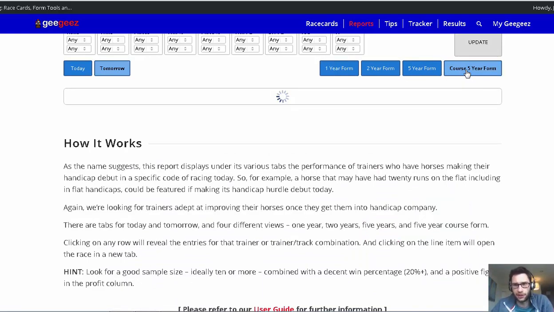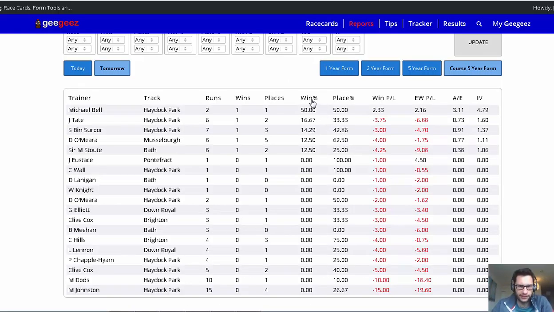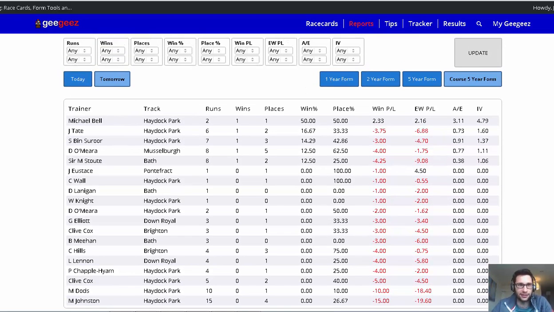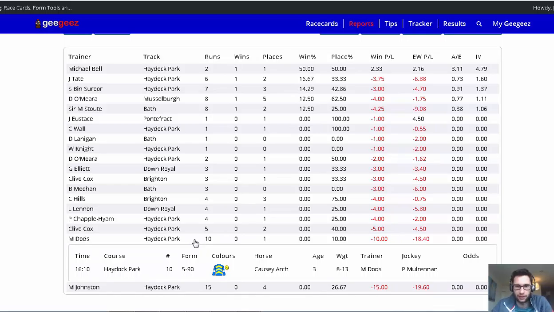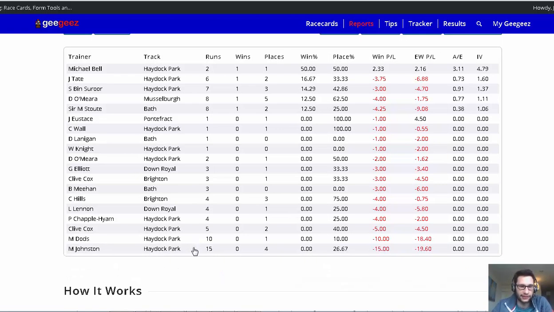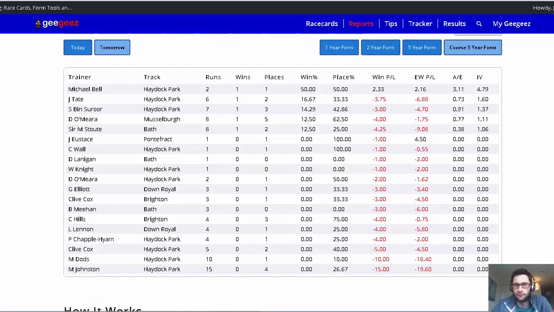The course 5-year form, we've already looked at 2-year form. Let's see if there's anyone. Well, no, not really. Those stats aren't strong enough necessarily to wade in with anything, but it is interesting also. You get to see the trainers that haven't done so well, and Mark Johnson sent 15 new recruits to Haydock, none have won, 4 have placed. Michael Dodds has sent 10, and some of you may like laying horses, or you may use that as information when looking at that particular race.